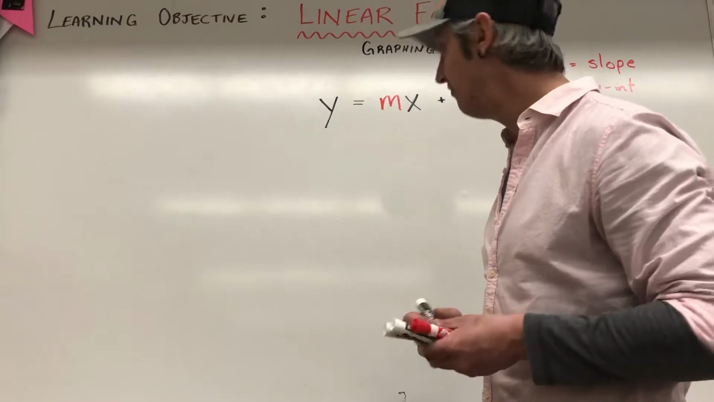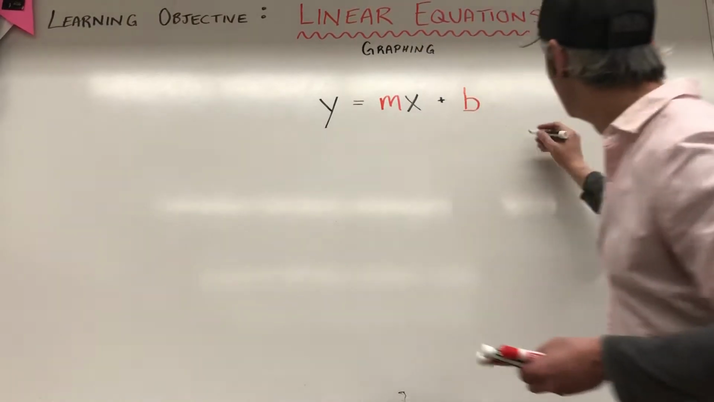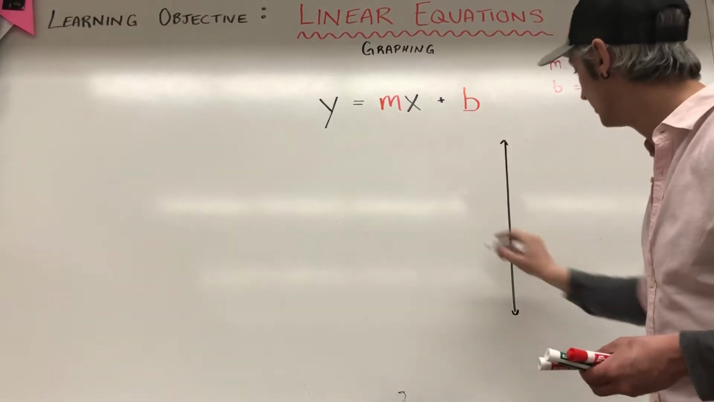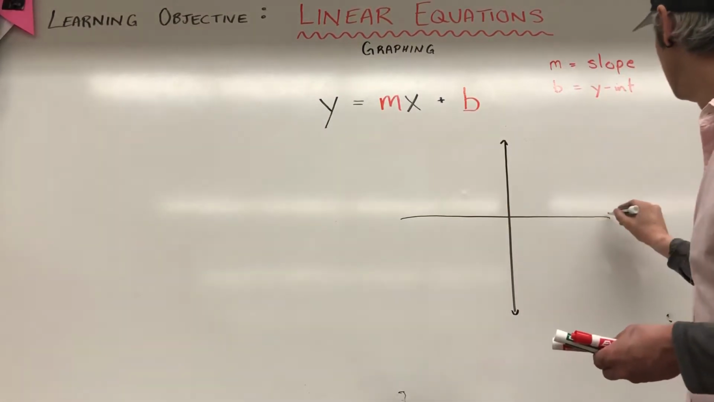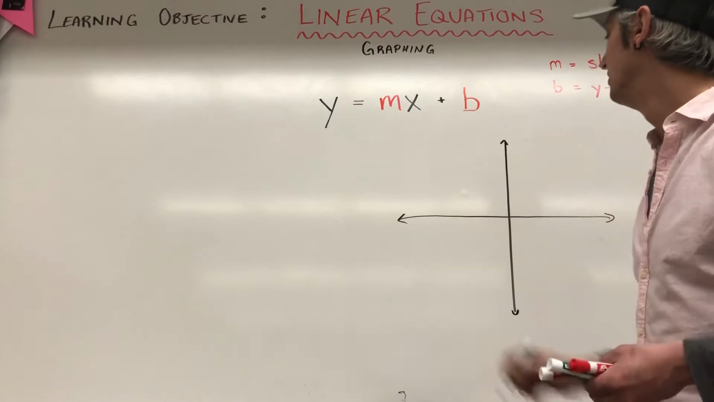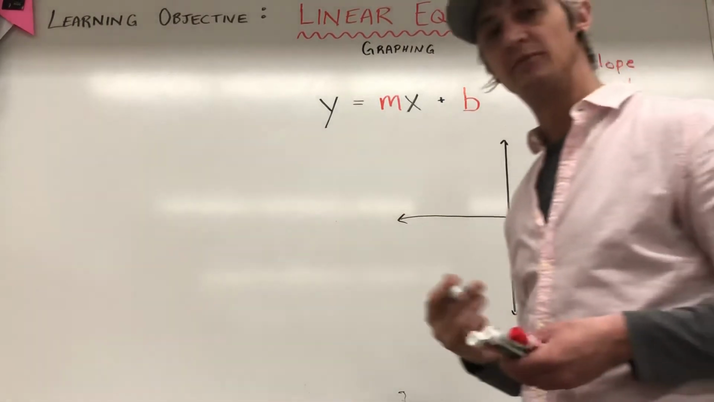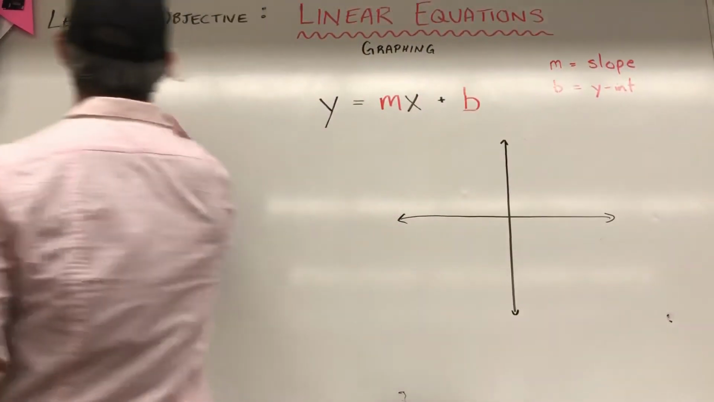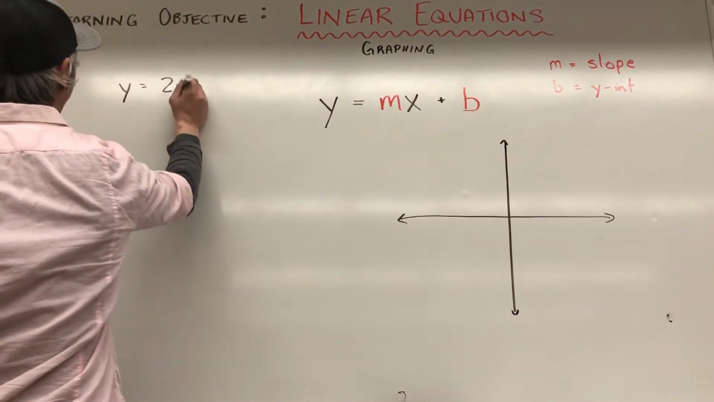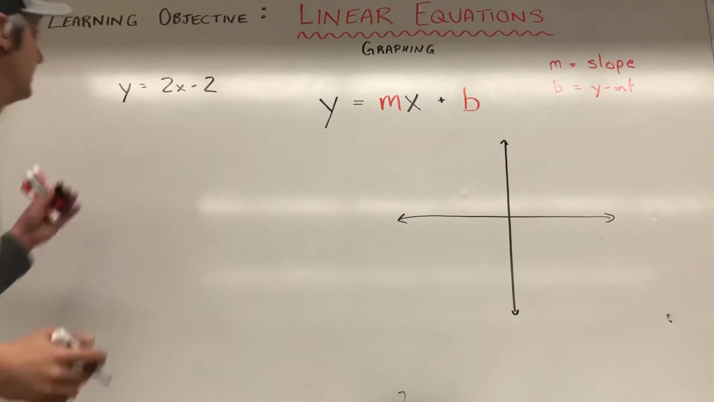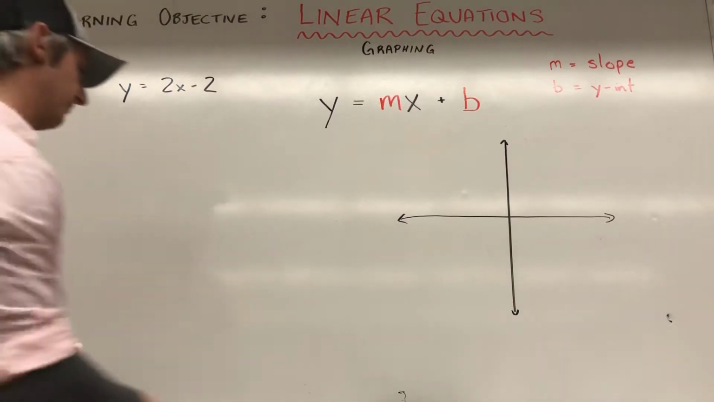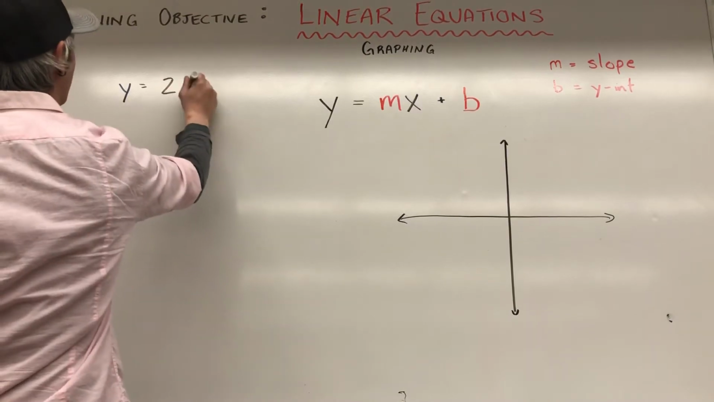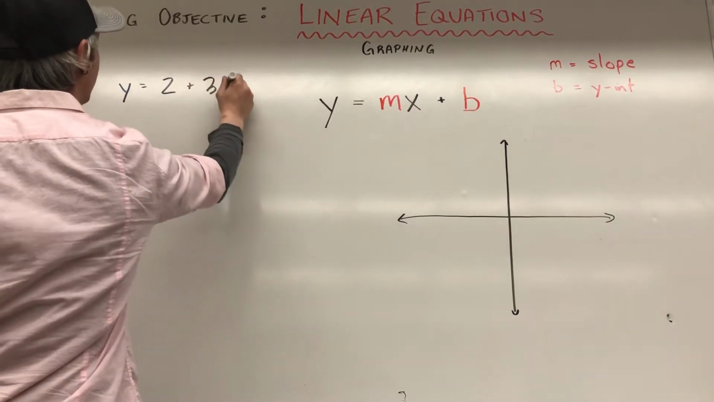How do we graph? Because we've been looking at graphs of linear equations on our Cartesian xy coordinates, right? And if I was to use Desmos or my graphing calculator, I could put in the equation of a graph. So let's say I had y is equal to 2x minus 2. Okay, just to confuse you a little bit, what if I said y is equal to 2 plus 3x, okay?